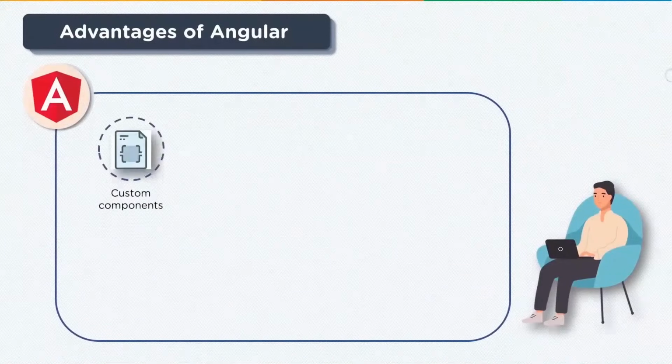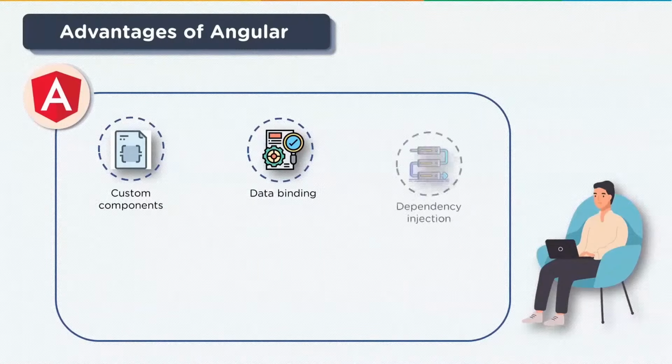First up, we have custom components. Angular allows you to build your own components that can pack functionality along with rendering logic into reusable pieces. Data binding. As discussed, Angular allows you to effortlessly move your data from your JavaScript code to the view and react to user events without having to write any code yourself.